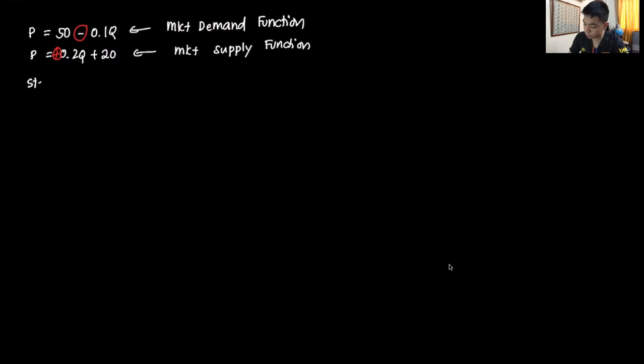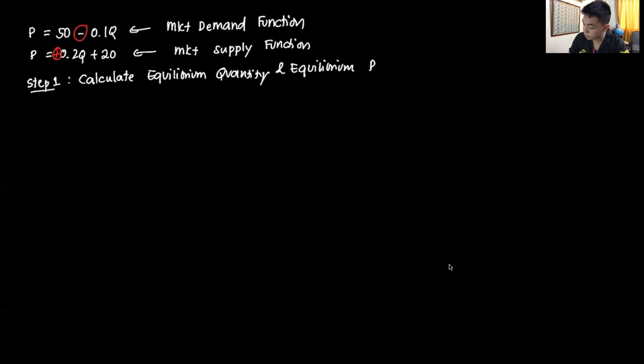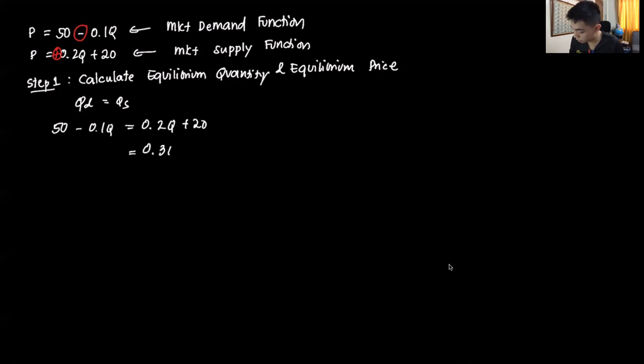So the first step for us to do, step 1, is to calculate the equilibrium quantity and the equilibrium price, right? So that's step 1. How we get these is we equate market demand, which is QD, equal to QS. So if this is your market demand equation, we equate it to the market supply equation. That's 50 minus 0.1Q equal to 0.2Q plus 20. I'm left with 0.3Q equal to 30.